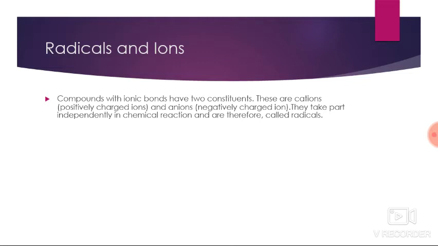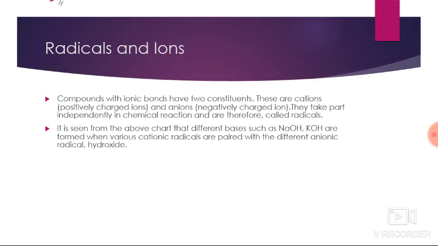When an element gives away its electrons, it is donating, and when an element accepts, it gets a negative charge, that is an anion. So NaCl is a compound having one cation, sodium, which is giving, so it has a positive charge, and chlorine, which is taking, has a negative charge, so it is an anion. They take part independently in chemical reactions and are therefore called radicals. So they are called ions and also called radicals.